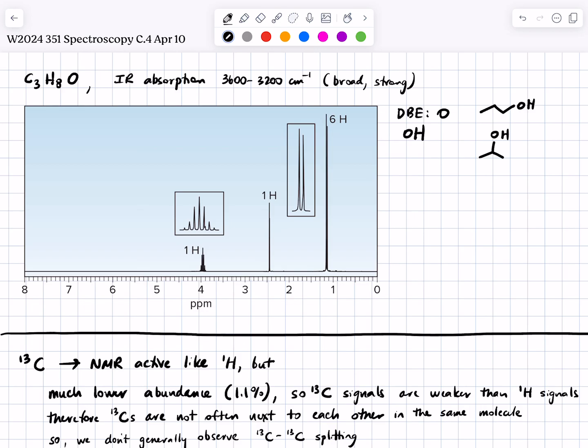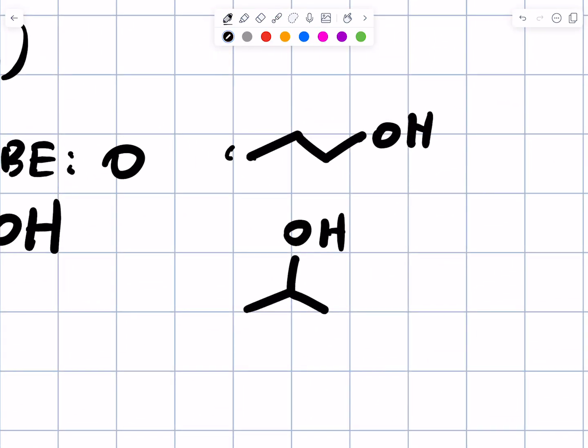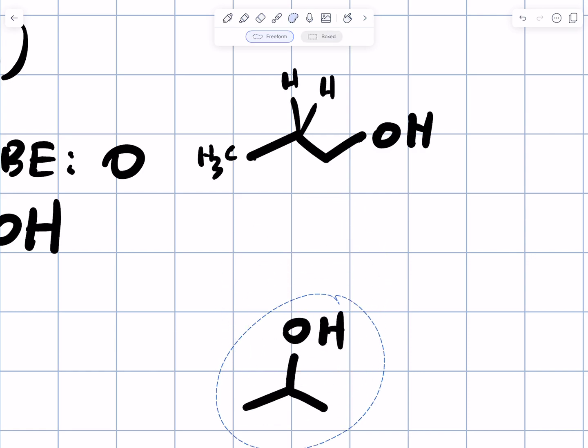Let's look at the connectivity. Let's look at the information we can get out of the NMR spectrum. Remember, we've got number of signals, we've got chemical shift, we've got peak area, and we've got spin-spin splitting. So first, I see 3 NMR signals, 3 different kinds of protons. That may be enough to tell me which one of these it is. How many different kinds of protons are present in my 1-propanol alcohol?